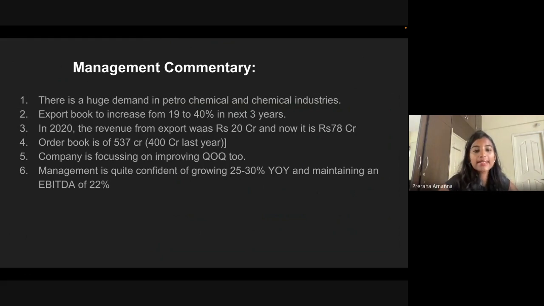So one of their plans is they want to increase their export book to 40%. Currently their export book is 19%. As of March 2023, it was 19%, and in the next 3 years they want to take it to 40%. It is also remarkable if you see, a year or 2 years back, their export book was around 12 to 13%, and now it is 19%. Not just that, in 2020 the revenue coming from exports was 20 crores, and right now it is 78 crores. So of course you can see the export book is considerably increasing.